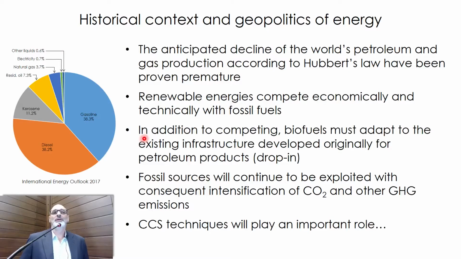So let's draw some conclusions about the scenario, knowing ourselves and knowing the enemy, okay? The anticipated decline of the world's petroleum and gas production, according to Hubbert's law, have been proven premature, okay? We know that petroleum is going to end someday, but it's still going on. I just showed you slides. You have several Saudi Arabias to be exploited, okay?